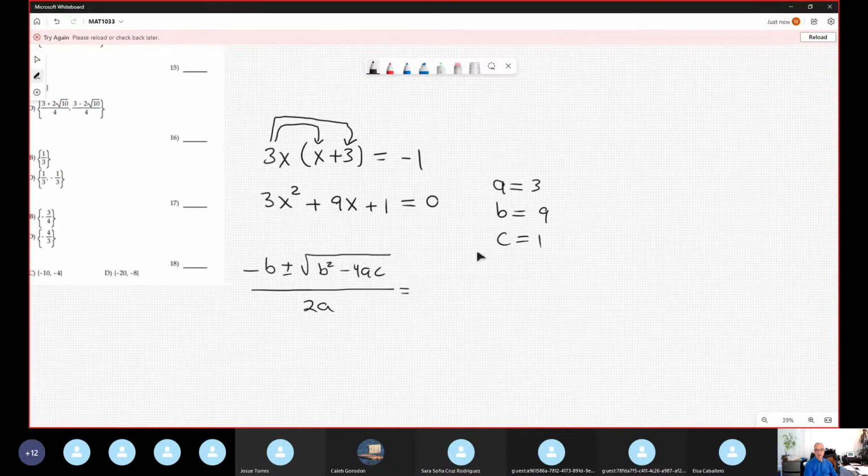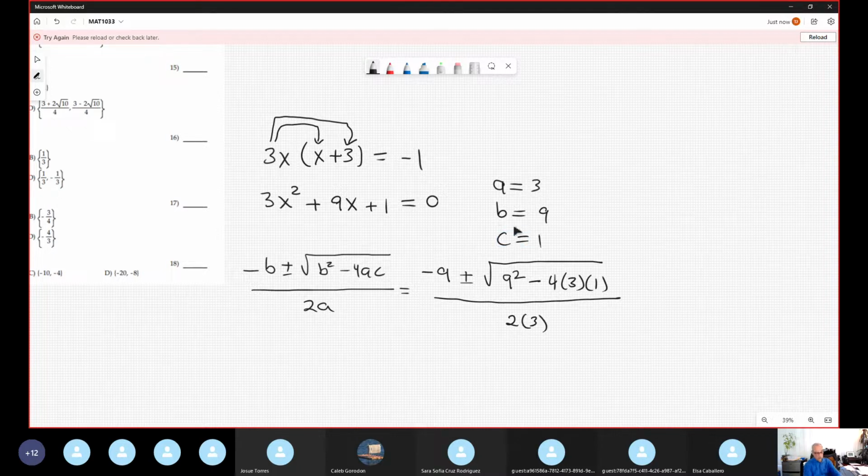Substitution. Negative 9, be careful with the signs. Therefore you need training, and to get the training I prepared homework. Square root of B squared, which is 9 squared. Look, I'm just plugging in, I don't do any operation. 4 multiplied by 3 is A, multiplied by 1 is C, divided by 2 times 3.